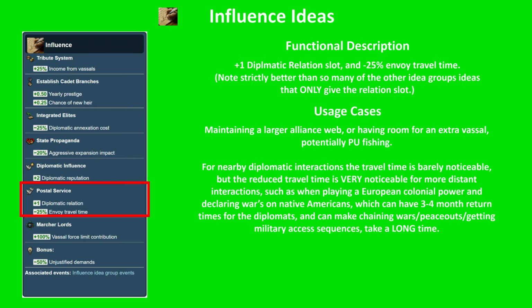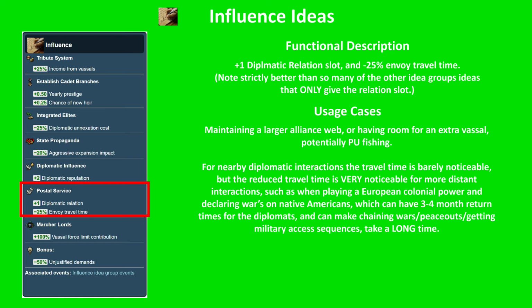Second to last idea, postal service. +1 diplomatic relation. So an extra Diplo relation slot, and -20% envoy travel time, which basically means when you send your diplomat away to do something, and he starts coming back, so you send a peace deal or you go ask for military access somewhere, they get back home quicker and you can start using them again.